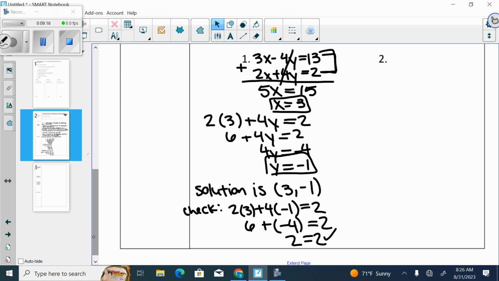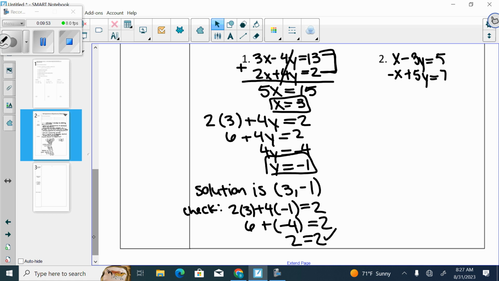Okay. Look at another one together. For this one, our first equation is going to be x minus 3y is equal to 5. And then the second equation is going to be negative x plus 5y is equal to 7. All right, are these in standard form?